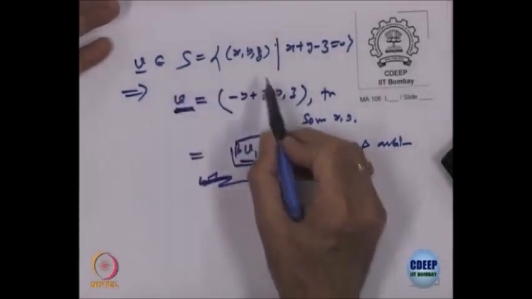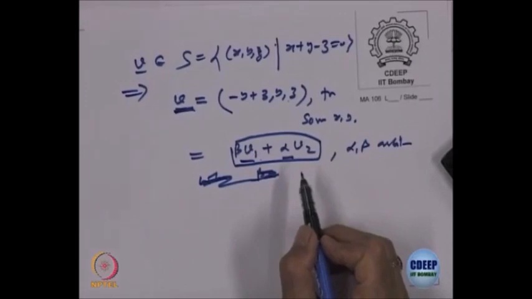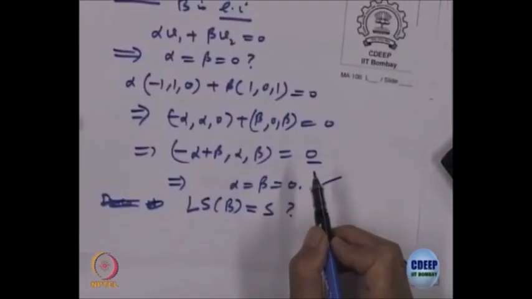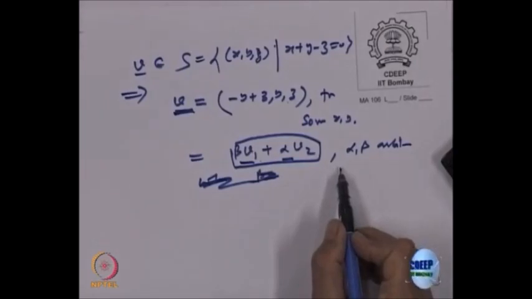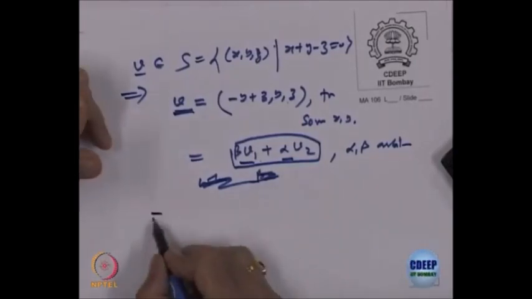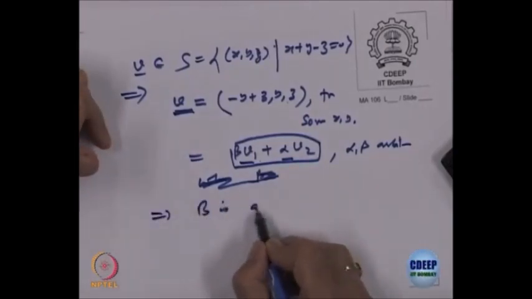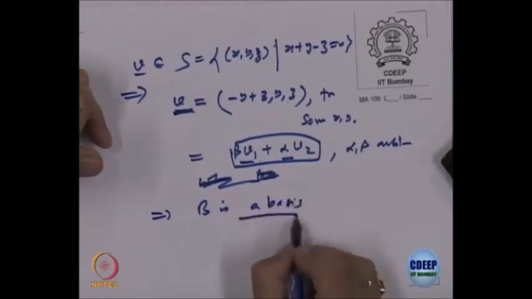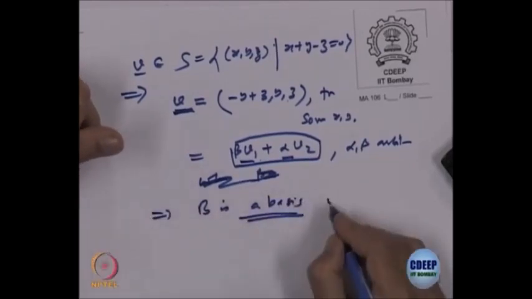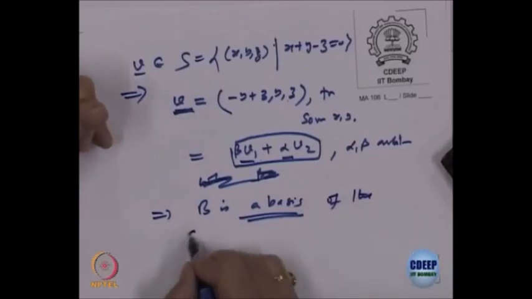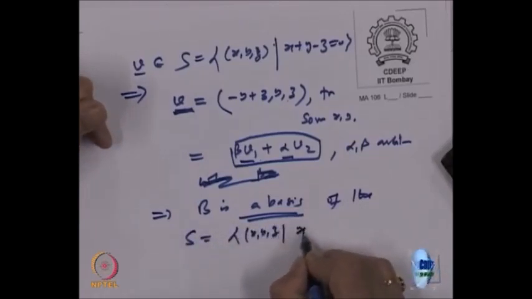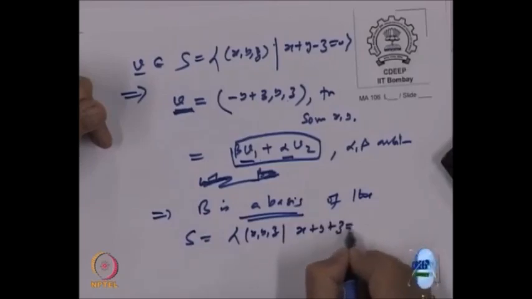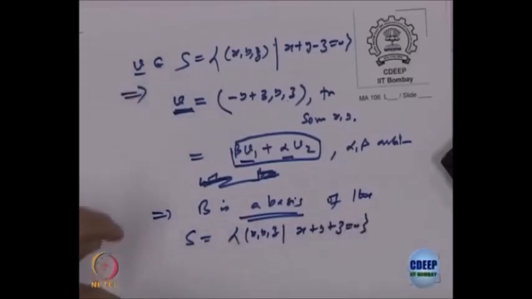So, this set B is linearly independent. Those two elements are linearly independent and span everything. Every element is a linear combination. So, B is a basis of the solution set S, which is all x, y and z such that x plus y minus z equal to 0, right.